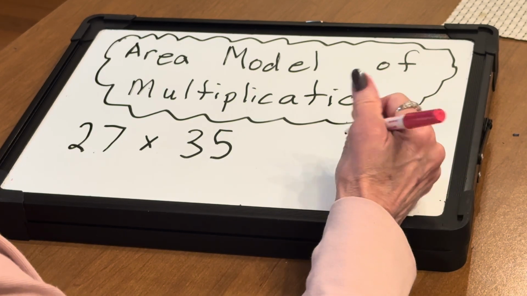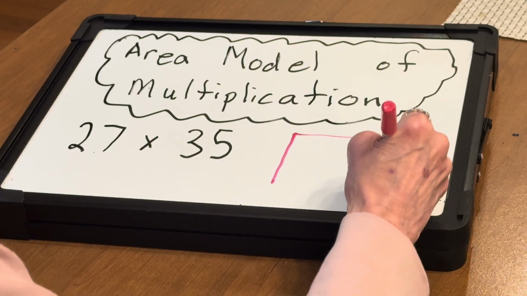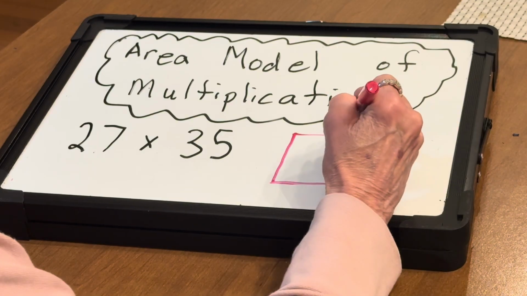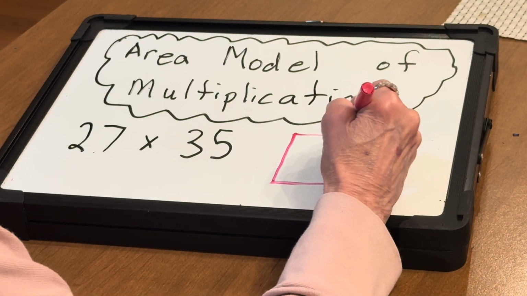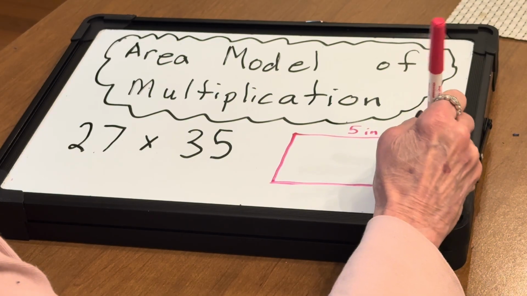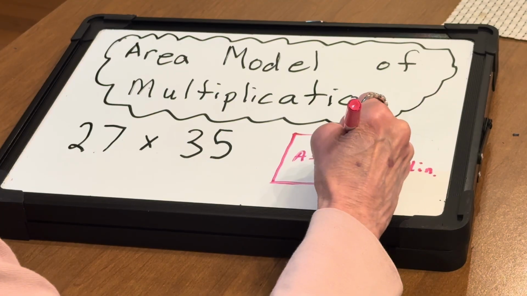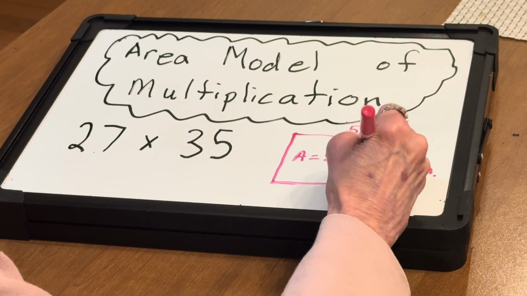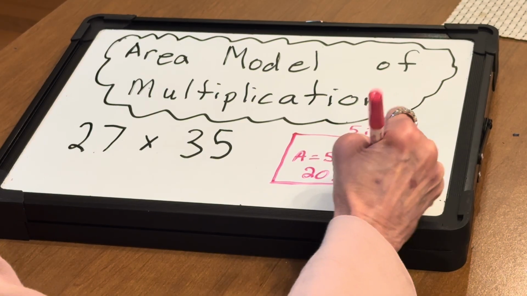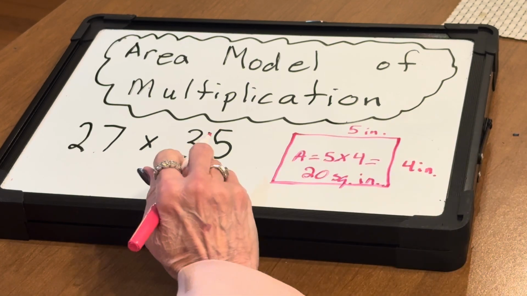So before we get started, let's remember what area is. Area is the inside of a shape, right? So if I draw a rectangle like this, and I say that this side is 5 inches, and this side is 4 inches, then we would say the area of that rectangle is 5 times 4, or 20 square inches. All right, so the area model is based exactly on that concept, so it's important to remember.